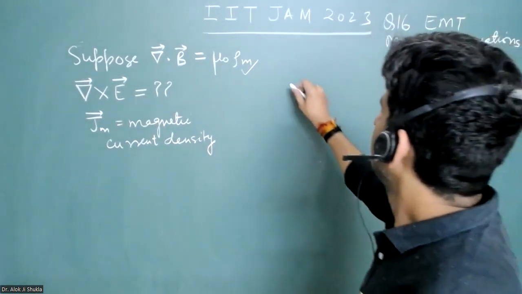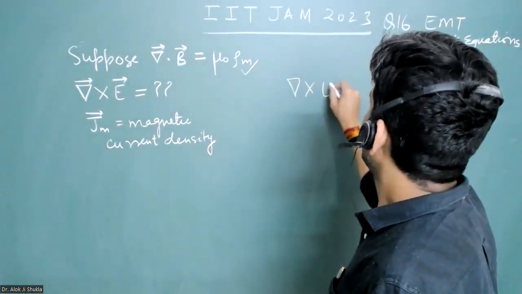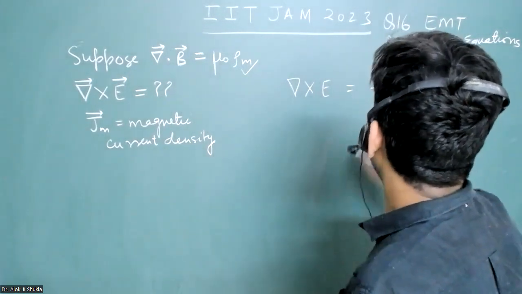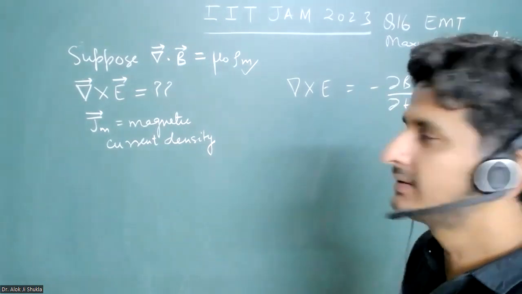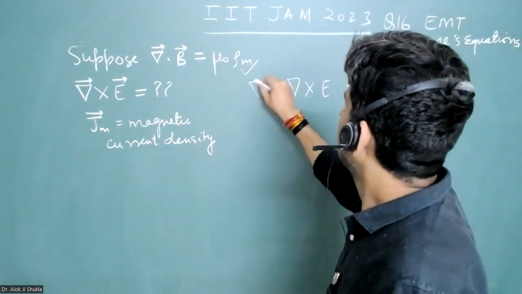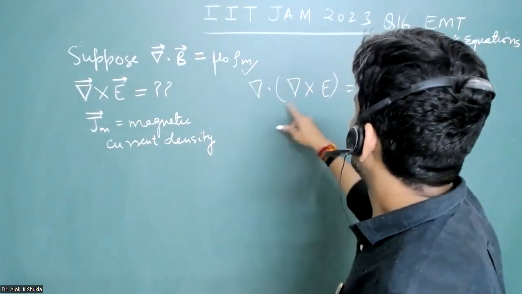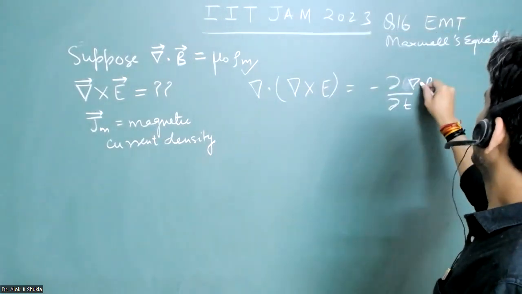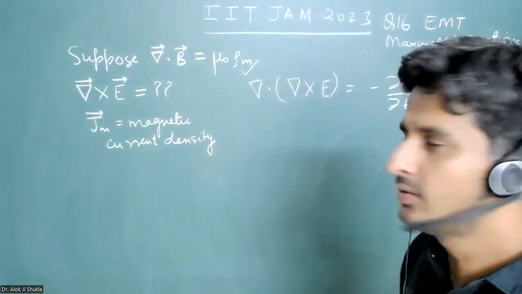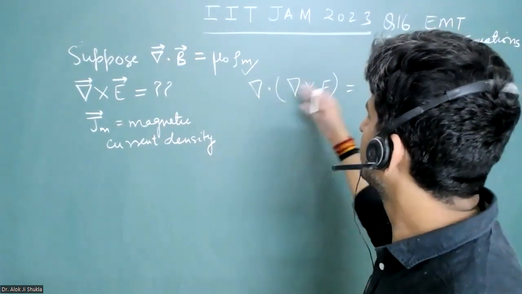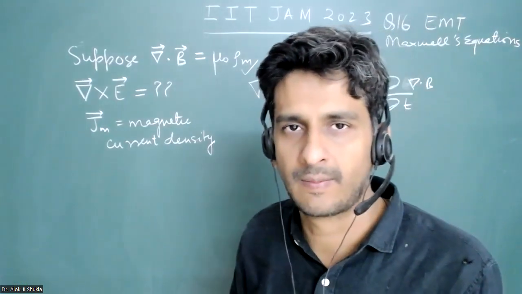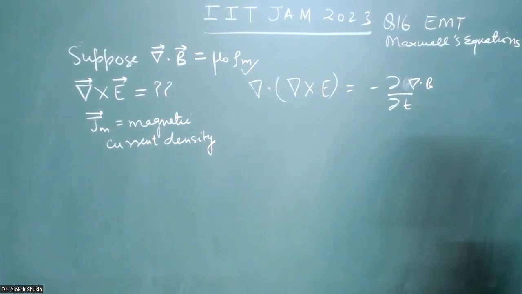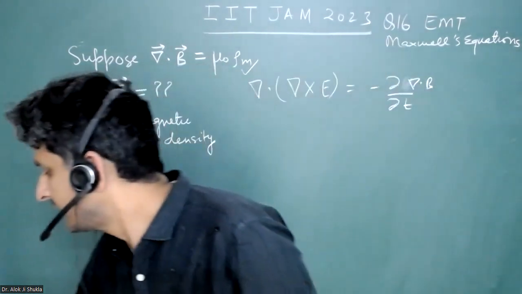What is Faraday's law? Generally, it is del cross E is equal to minus del B by del T. This is Faraday's law in the normal sense. And when I take the divergence of this quantity, it becomes the divergence of B. And in the normal case, the divergence of B is 0. So it satisfies that the divergence of curl is always 0. But this is not the case here.